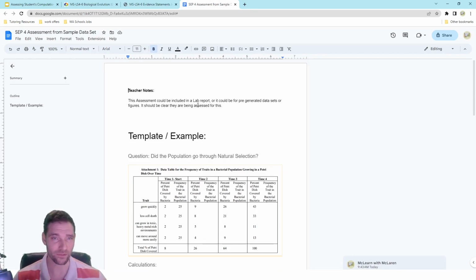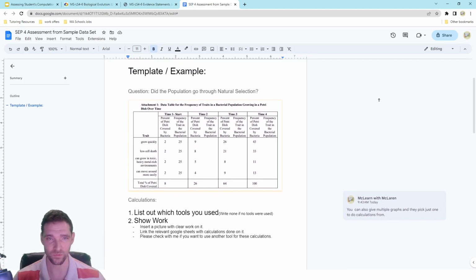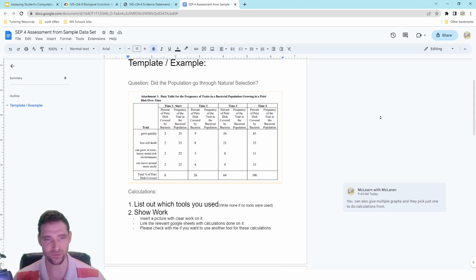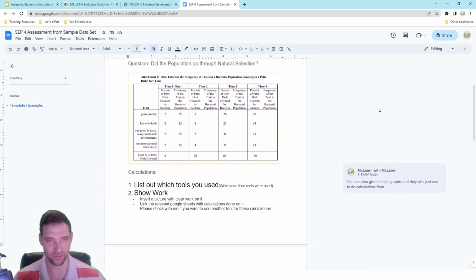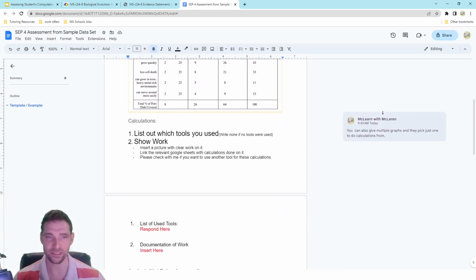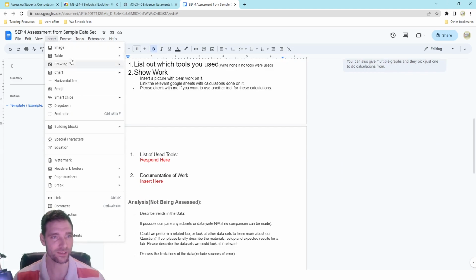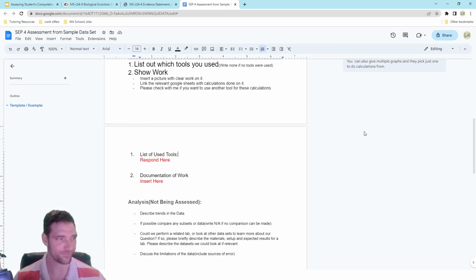But if you're going with how I'm thinking about it, this is what I was thinking of giving students: here's a data table with some sort of very simple, big-picture question. Did the population go through natural selection? And here's a data table. Then they have to do some sort of calculation where they tell you what tools they're using, and then insert either a picture of their work using their computer's camera or their phone camera and attach it in here. There are a number of ways to do that.